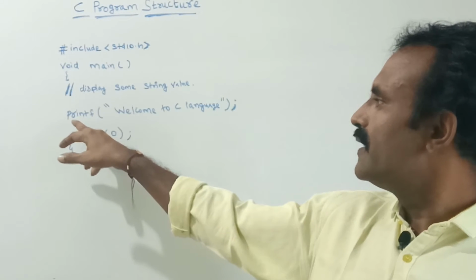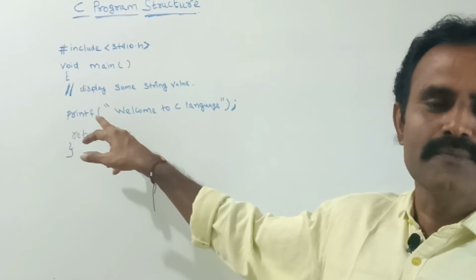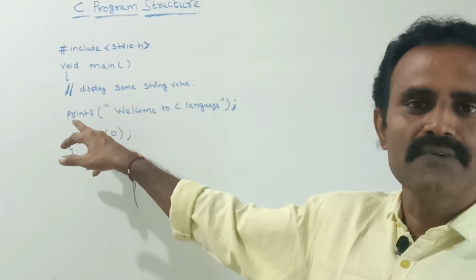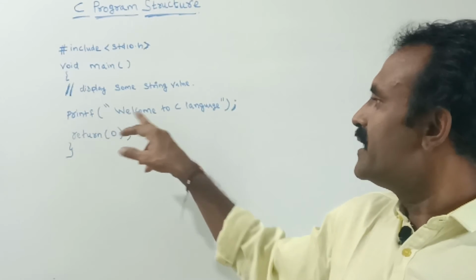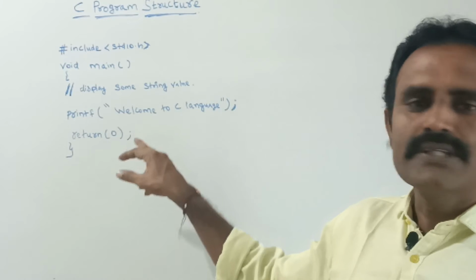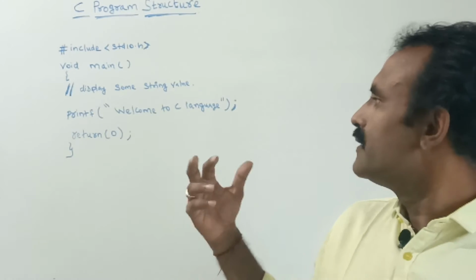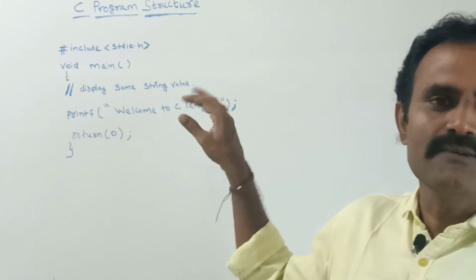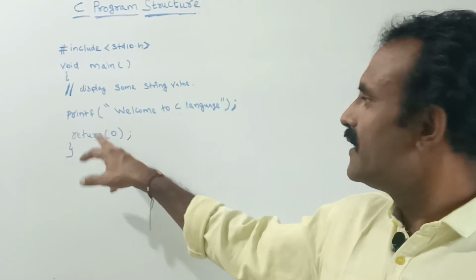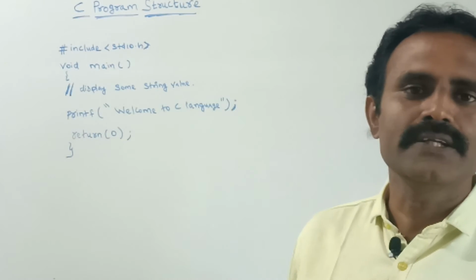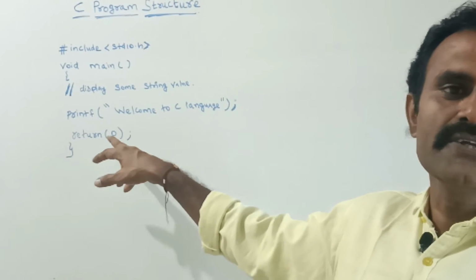And here I am using the printf statement. This is statement and expression. By the help of this printf statement, I am saying to print the statement, that is, welcome to C language. So while running this program, the string value will be displayed on the monitor, that is the display screen. And here is the return function, return 0, that is terminating the program. To terminate the program, we are using return 0.